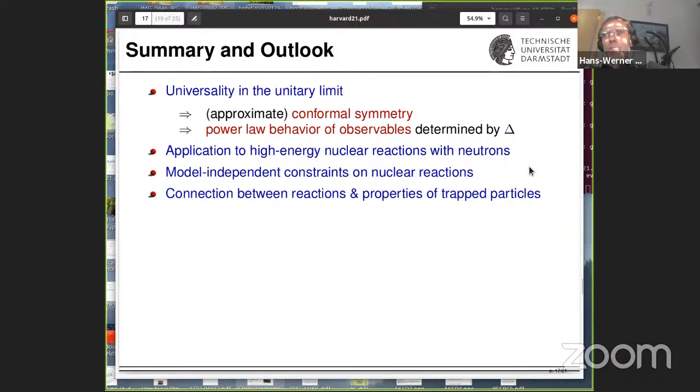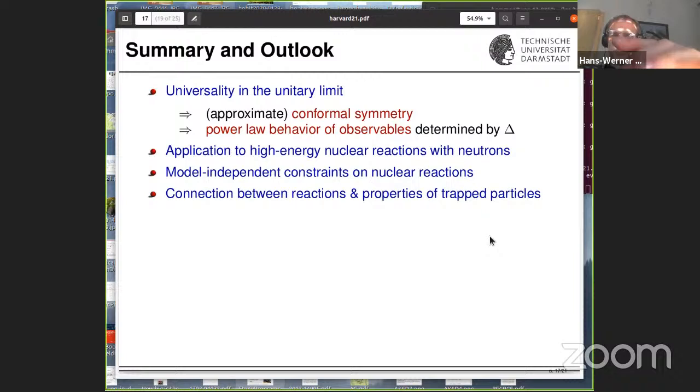Apart from what I discussed, this is also interesting because these nuclear reactions are very difficult to calculate, very difficult to treat the structure and the reaction calculation at the same level. And this gives model independent constraints for these reaction calculations, which are a very useful check on the calculations. Of course, we have the connection between reactions and the properties of trapped particles.